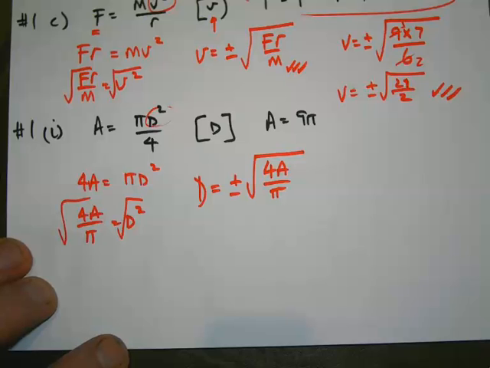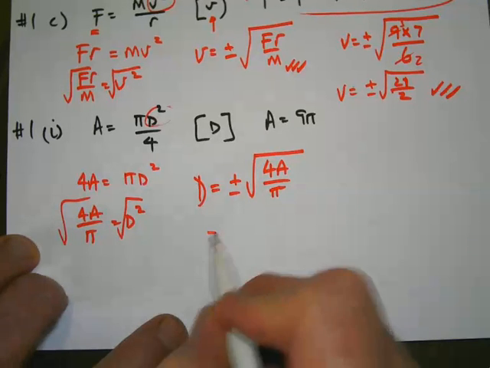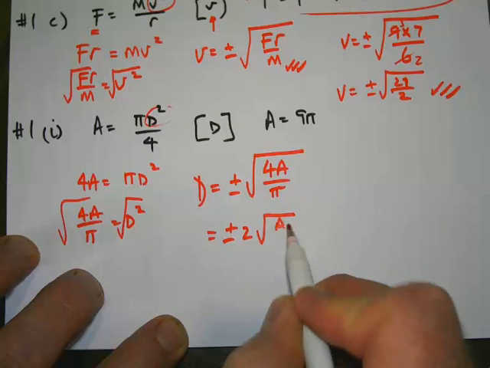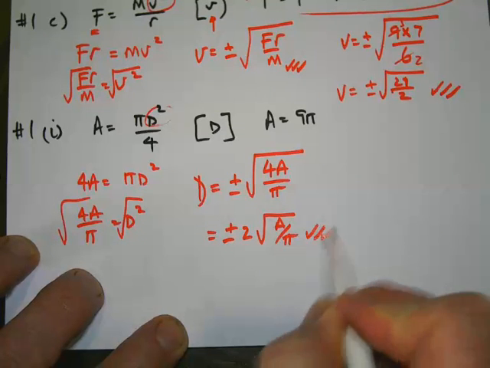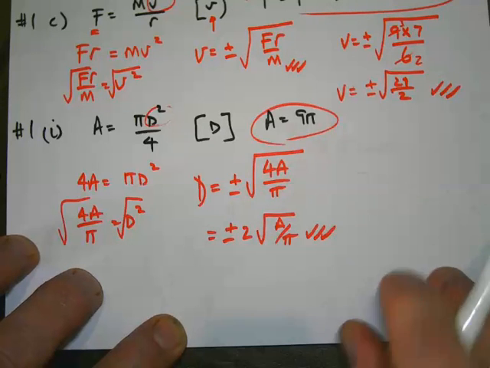You could simplify that by taking the 4 that's inside the square root outside the square root, and you have plus or minus 2 square root of a on pi. And there is my answer. There's two possible answers. Then I need to solve it and find out what d is when a equals 9 pi.